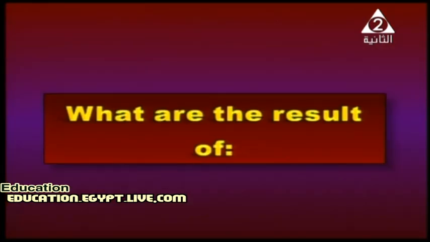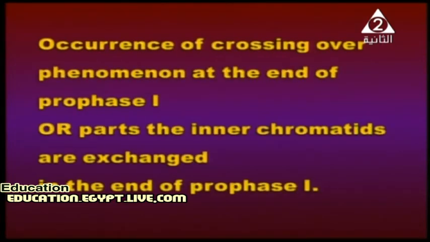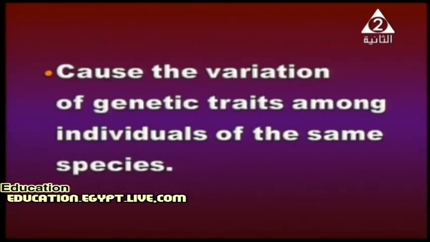What are the results of the occurrence of the crossing over phenomenon at the end of prophase 1, where parts of the inner chromatids are exchanged? When the crossing over phenomenon occurs, what are the results of its occurrence? It will cause variation of genetic traits among the individuals of the same species. The crossing over phenomenon is a source of genetic variation among the individuals of the same species.